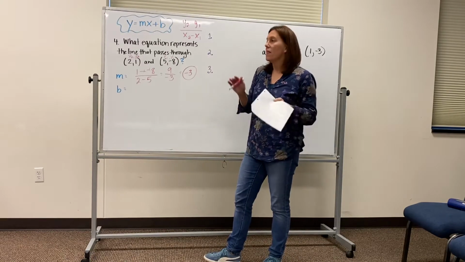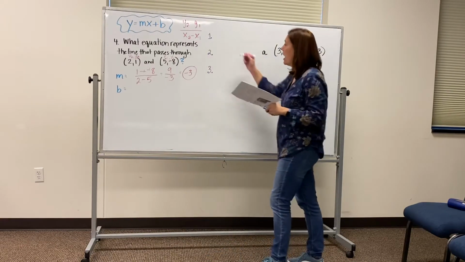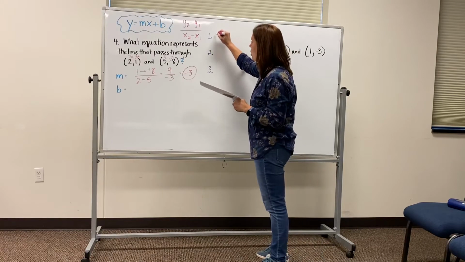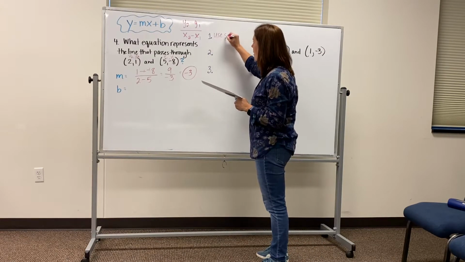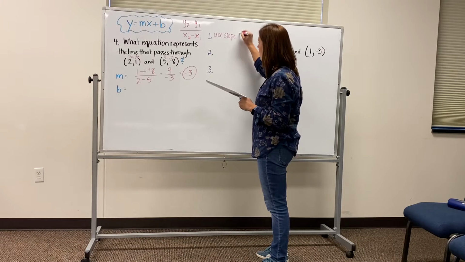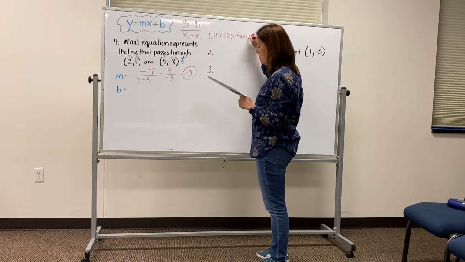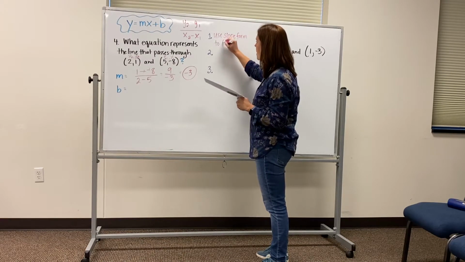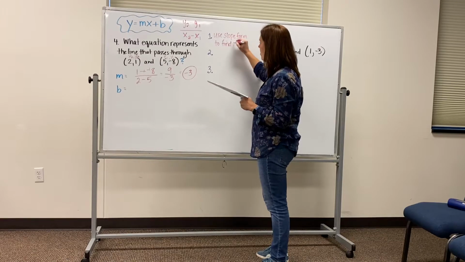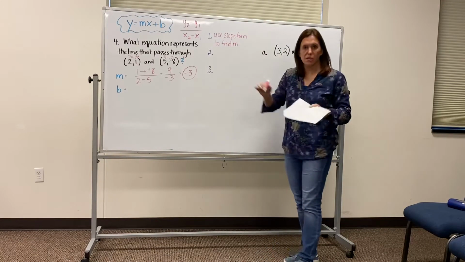Let's clean that up and simplify that, and that gives me m is -3. Great. That is step 1. I want to use my slope formula to find my m. And I just did that.